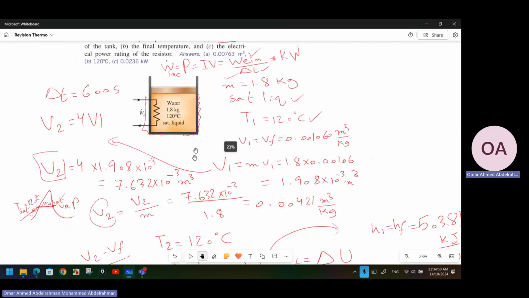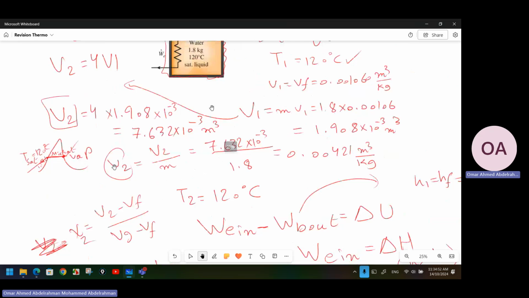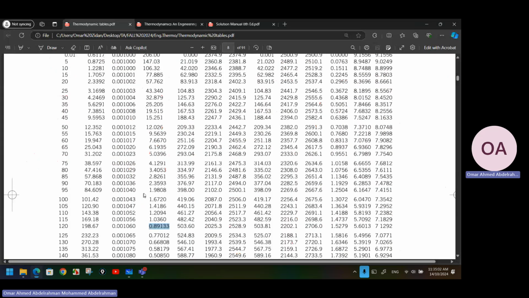In part B, you found first the specific volume at state 2, right? It is 0.00421. When I go to the table, 0.00421 is between these two values, between 0.00106 and 0.89133. So it is a saturated mixture, so the temperature will remain the same.